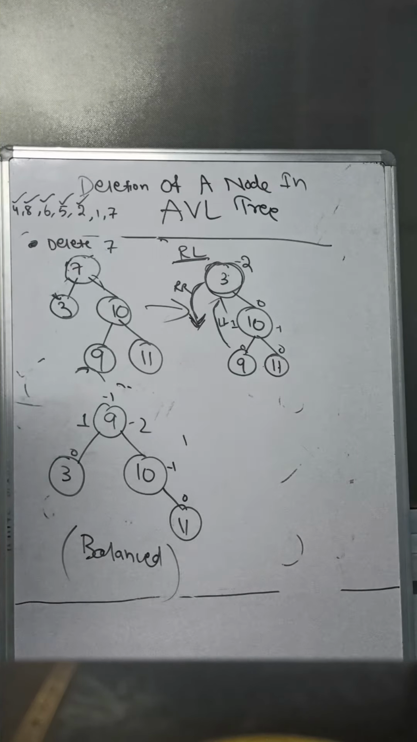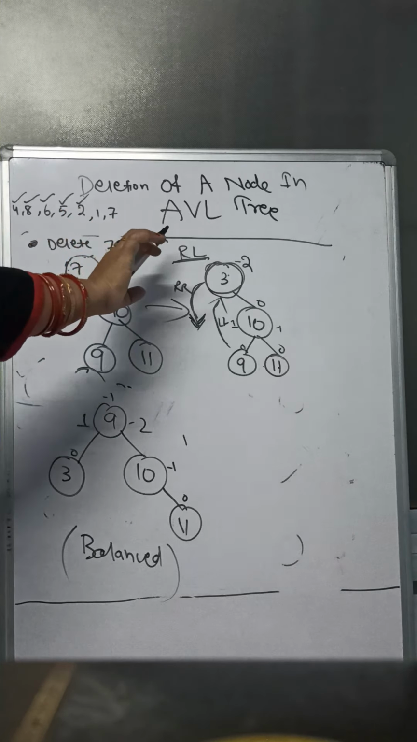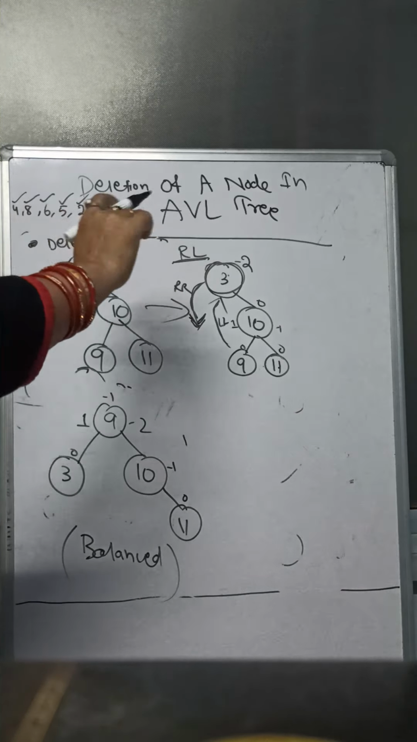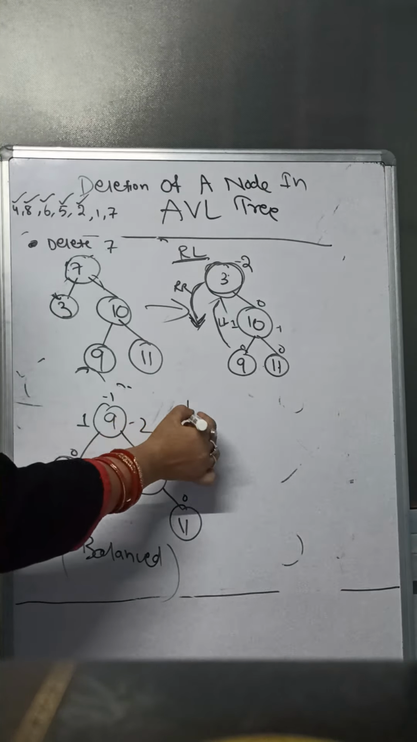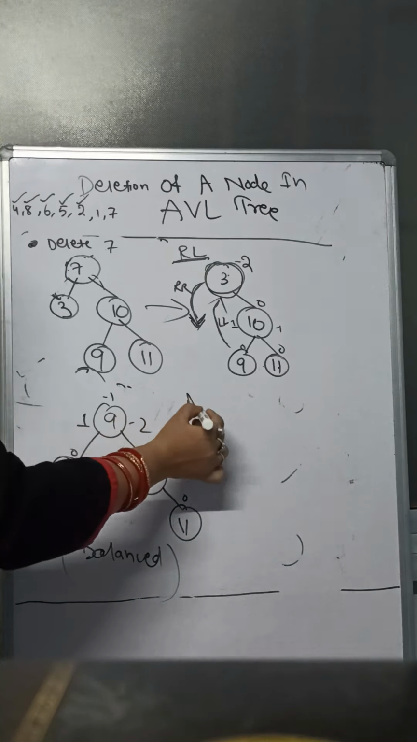So we have deleted 48, then 52, 1 and 7. This is the end of deletion of a node in the AVL tree. So your AVL tree chapter will be completed next time. In the next class we will learn multi-way search trees and B trees.